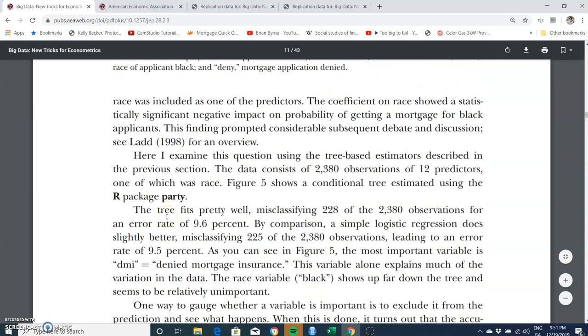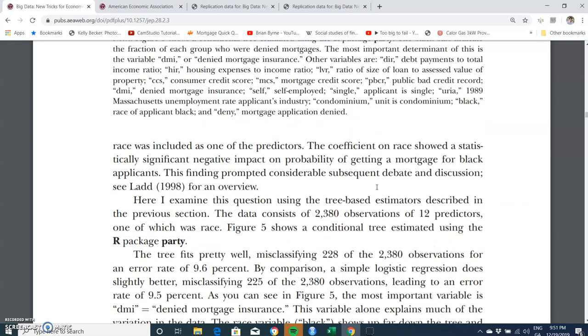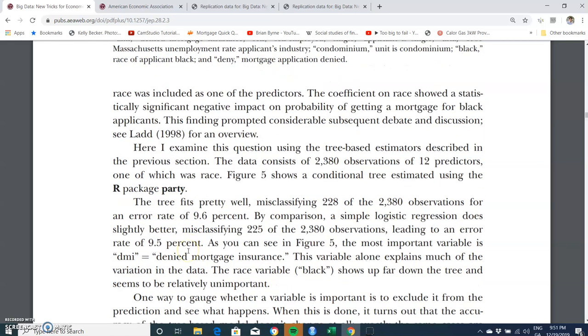Here I examined this question using the tree-based estimator described in the previous section. The data consists of 2,380 observations of 12 predictors, one of which was race. Figure 5 shows a conditional tree estimated using the R package party, or you might use partykit. The tree fits pretty well, misclassifying 228 out of the 2,380 observations for an error rate of 9.6.